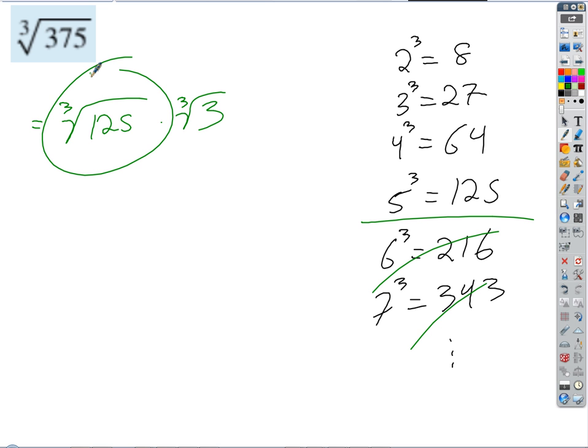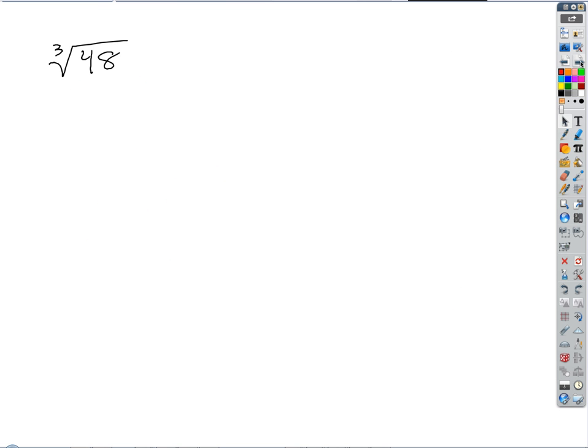What's the cube root of 125? 5. There it is, right? No big deal. Okay? All right, next issue.